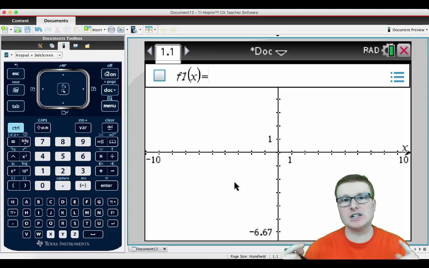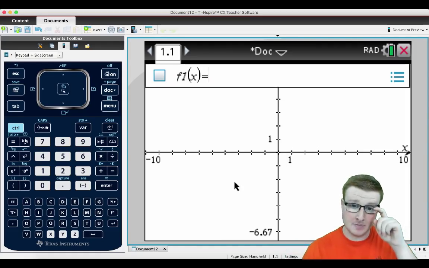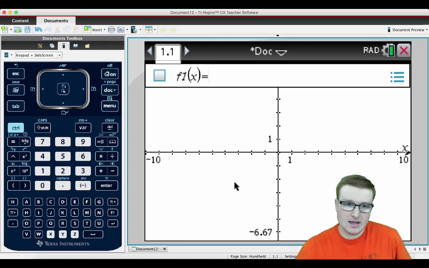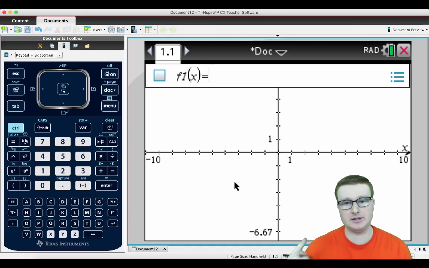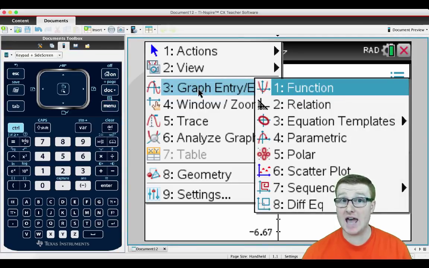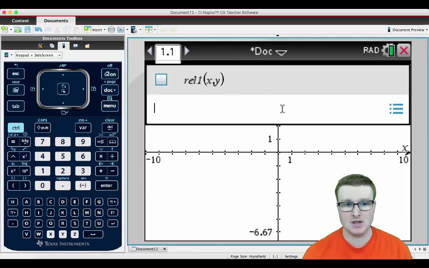Make sure that your calculator is updated as much as possible. If you don't know how to do it, ask your teacher. They'll know how to do it. Actually, I might make a video on how to update your calculator. Who knows? So, what you're going to do is this: go to Menu, go to Graph Entry Edit, and click on Relation.